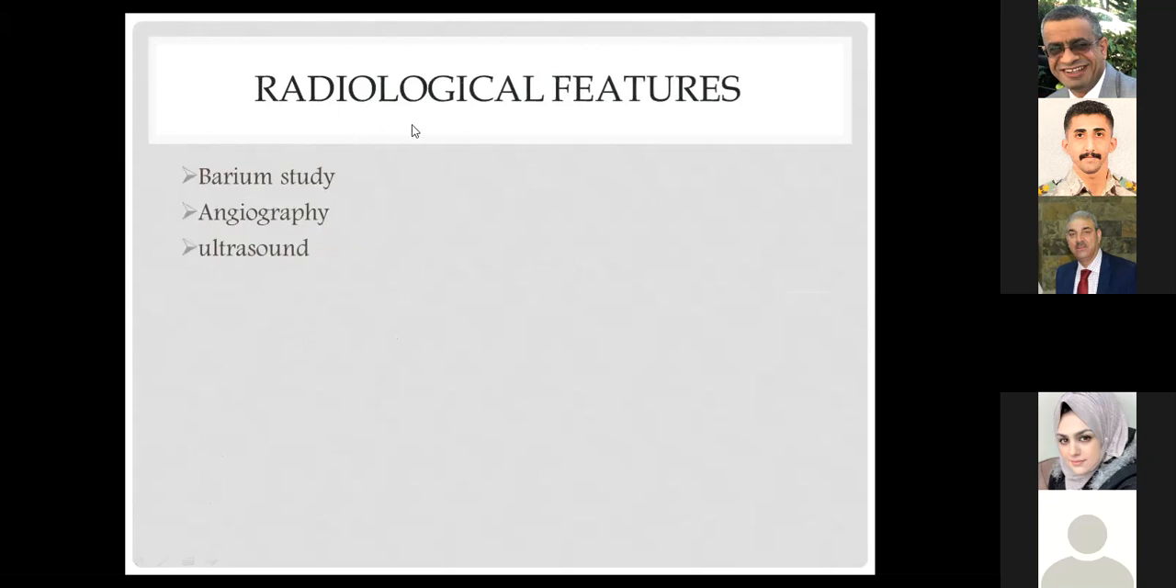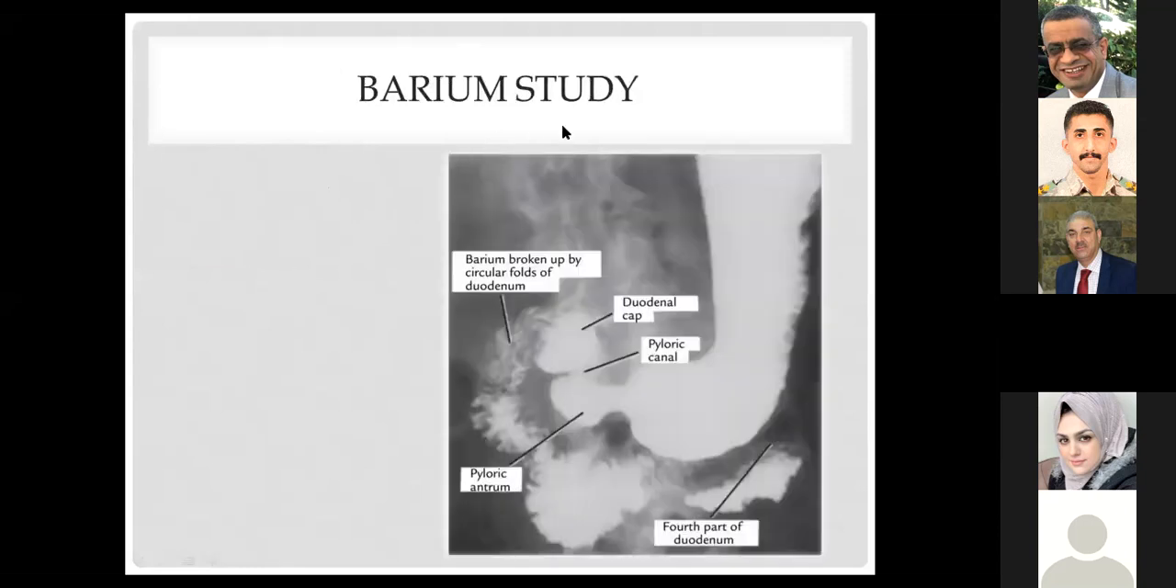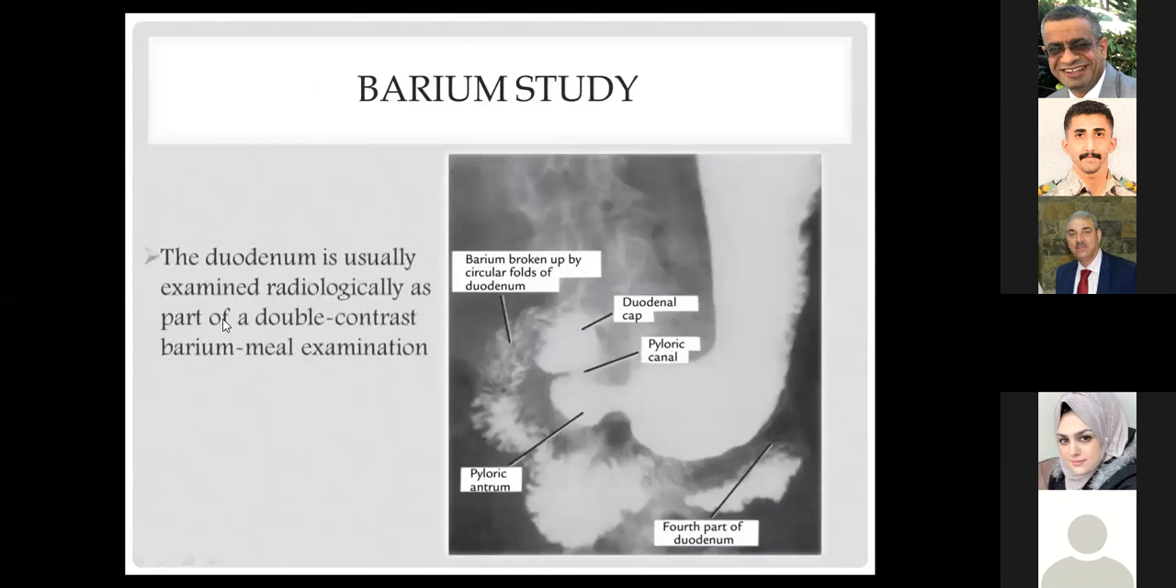Now we come to talk about the radiological features. We have three methods: barium study, angiography, or ultrasound. The barium study. The duodenum is usually examined radiologically as a part of a double contrast barium meal examination.